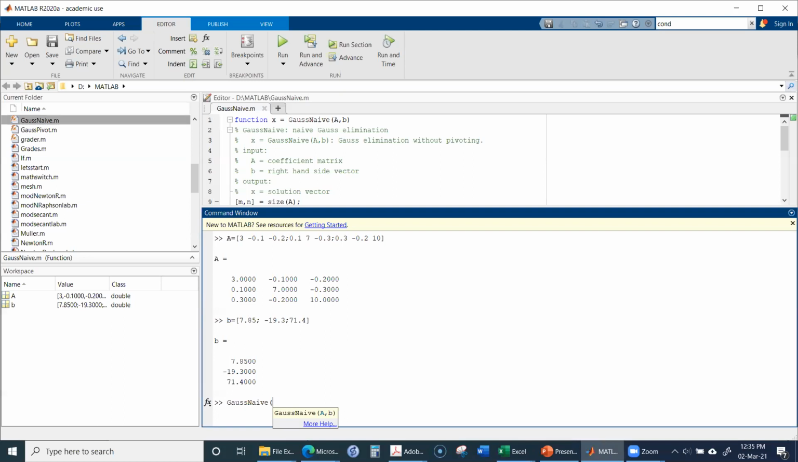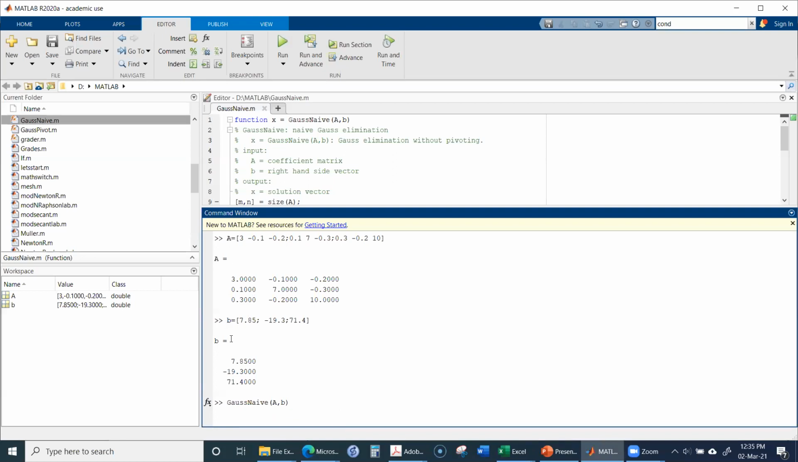Okay, and close it. Close this bracket. Oh, sorry. Remember that when we call a function, the argument of the function, that means the inputs of the function which you are giving, have to be enclosed in the parentheses. So I have called this function gauss naive already, and the inputs are A and B, and A and B I have already defined previously.